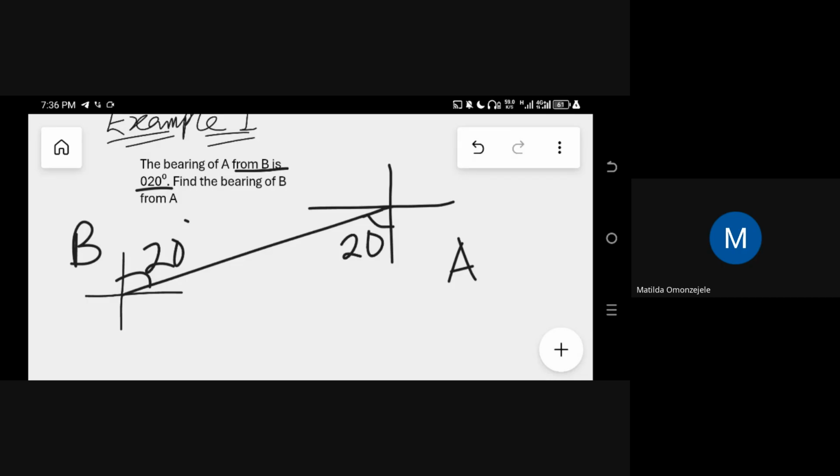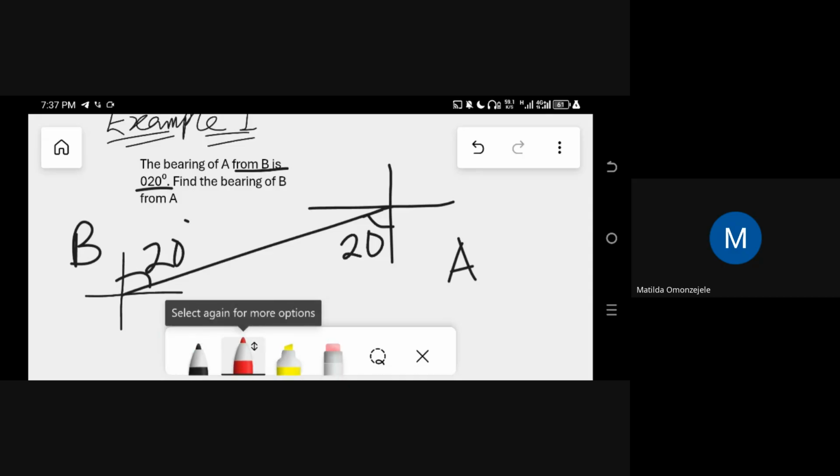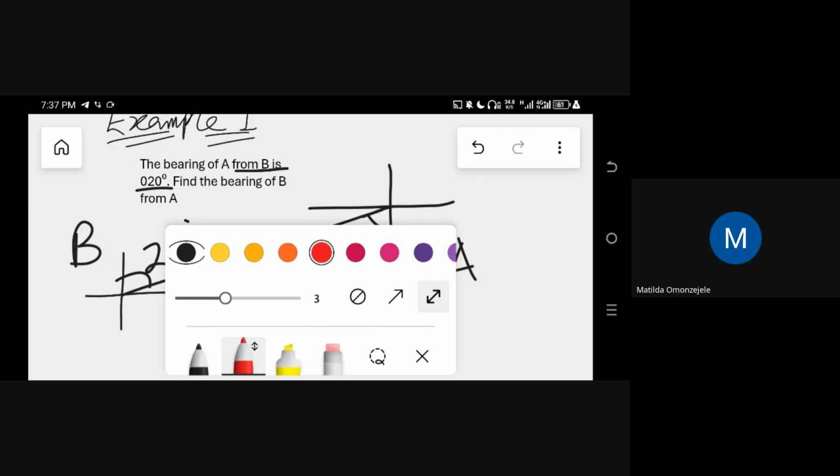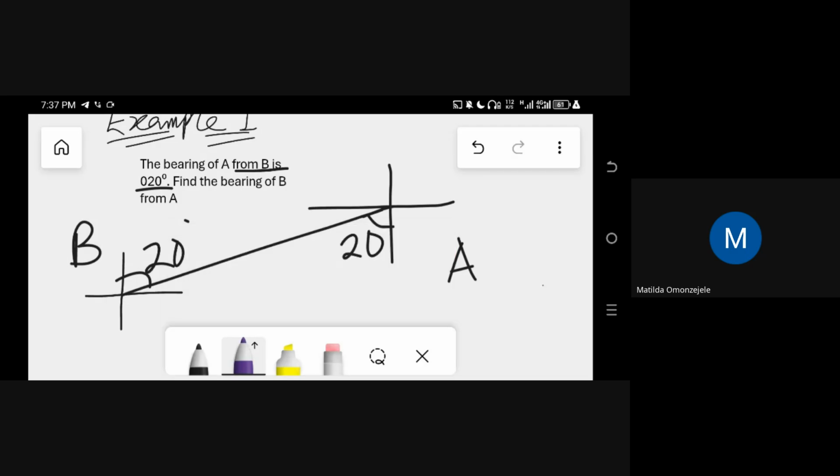And then the next thing to do is, as usual, you have to count from the north down until you get that line, and that will tell you what the bearing of B from A is. So I think let's use red, or purple. Let's use purple for this. So we're counting now from here down until we come to this line. Here's a bigger one.